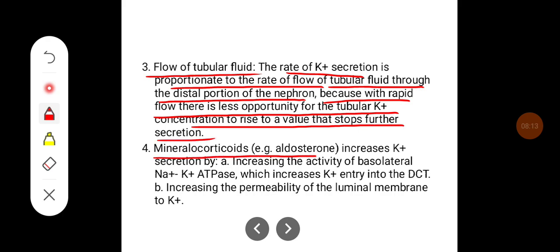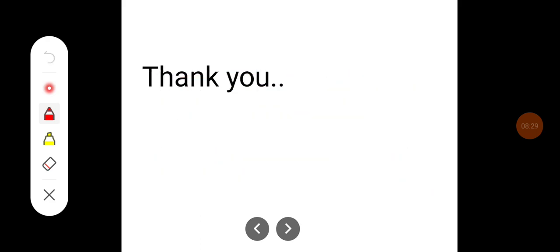Then mineralocorticoids, for example aldosterone, increase potassium secretion first by increasing the activity of the basolateral sodium potassium ATPase, which increases potassium entry into the DCT, and second by increasing the permeability of the luminal membrane for potassium.